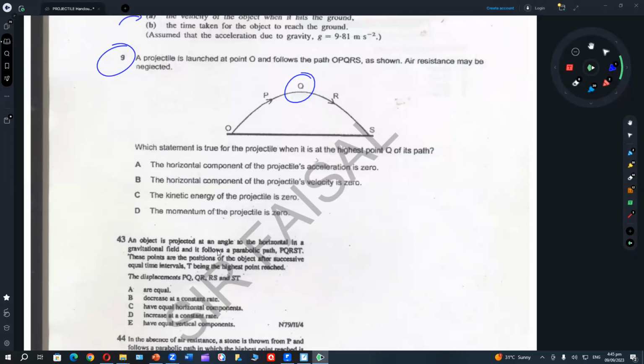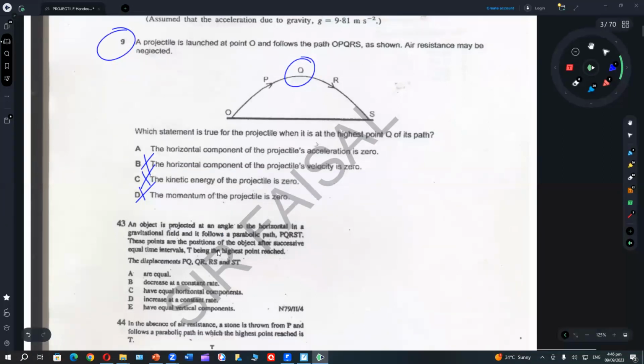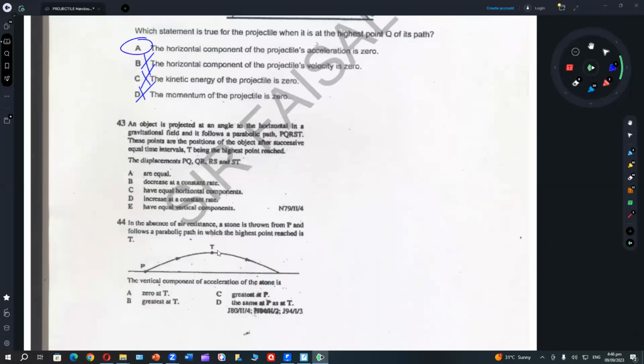Horizontal component of velocity is 0? That's wrong. Horizontal velocity does not become 0. Kinetic energy does not become 0 because the projectile doesn't stop. Momentum is a product of mass and velocity, and that's also not 0. Actually, the horizontal component of acceleration is not 0 at the highest point only. It is 0 at every point on the motion. So the answer is A.